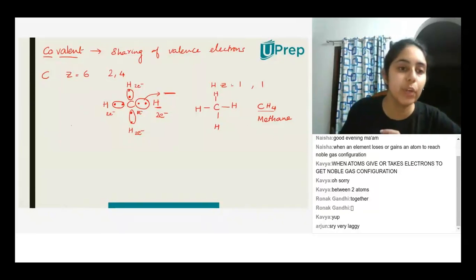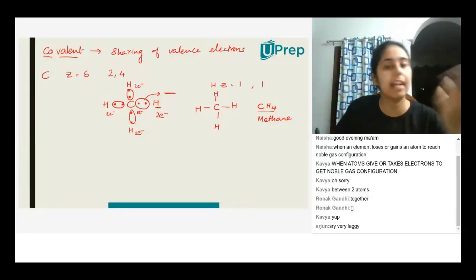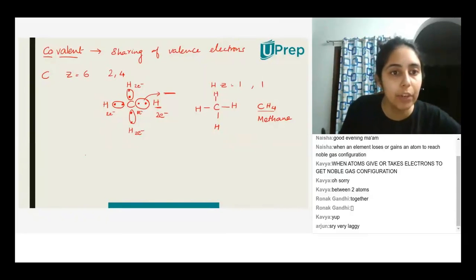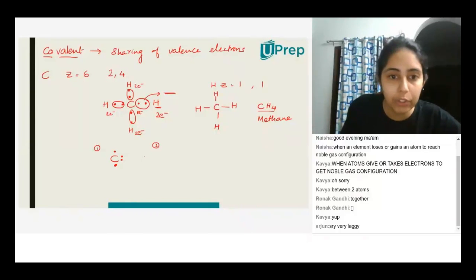Now what I'm going to do, instead of drawing the Lewis dot structure of carbon like how I did previously, I'm going to draw the Lewis dot structure somewhat like this. So C with 2 electrons on the right, one up and one down. So this is my first carbon. I'm going to take one more carbon now. This is my second carbon, and I'm going to draw its Lewis dot structure like this.